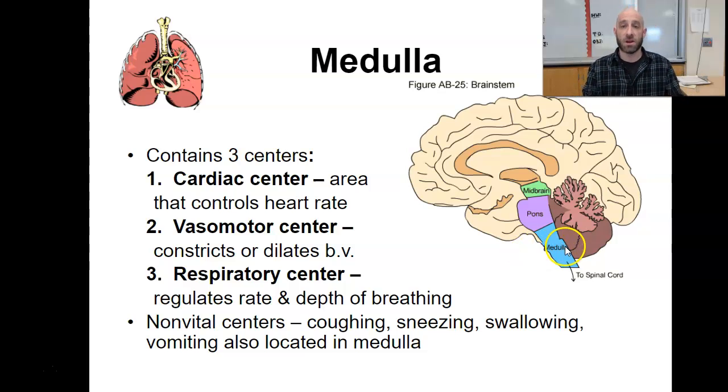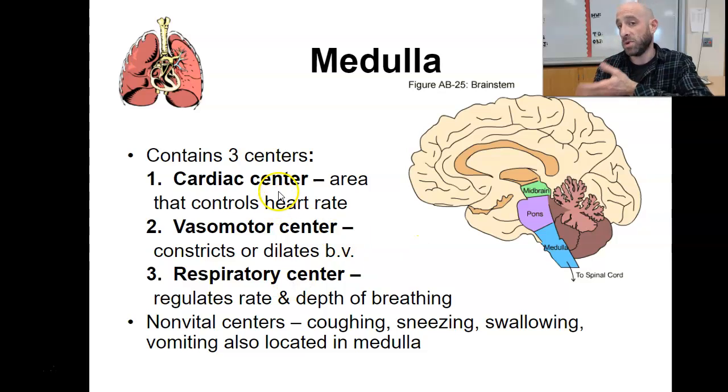So it has these things that are called control centers, and there are specific areas of the brainstem which control different vital functions, and then there are also non-vital centers. I'll explain that really quick. So the three main centers of the medulla oblongata are the cardiac center, the vasomotor center, and the respiratory center.